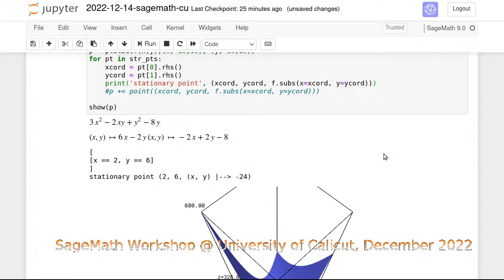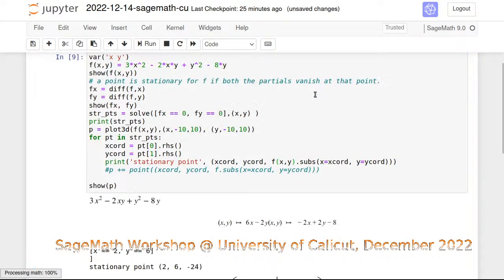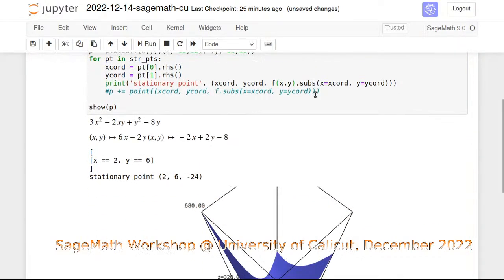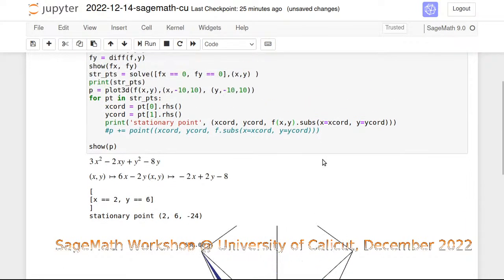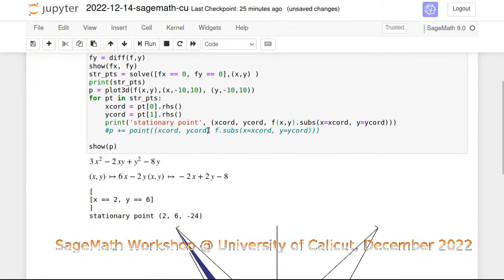So stationary point, we are getting 2, 6, xy going to minus 24. But instead of that, maybe we should put f of xy. Okay, 2, 6, minus 24. These are the points. Is this correct? If you put 2 here, okay, that must be correct, I guess. So the stationary point is 2, 6, minus 24. Let us try to plot that point.